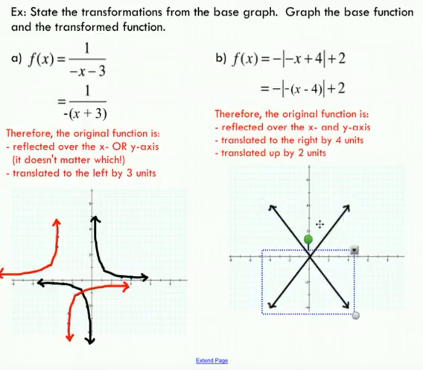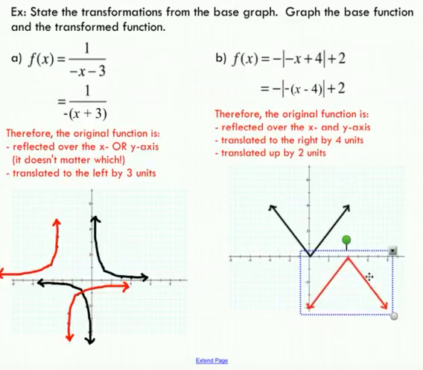Okay, so that's our reflected graph. Now we also have a shift to the right by 4 and up by 2. So once I've performed that reflection, I can shift to the right by 4 as well as up by 2. So this would be my new translated and reflected graph.